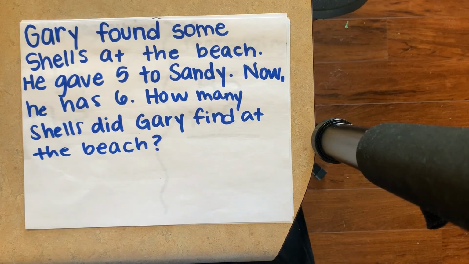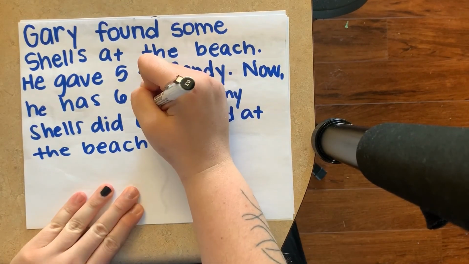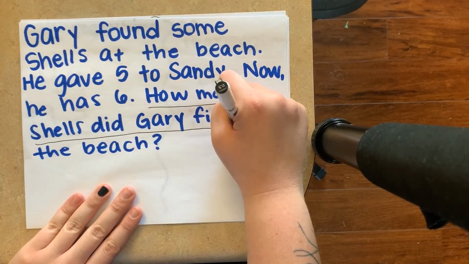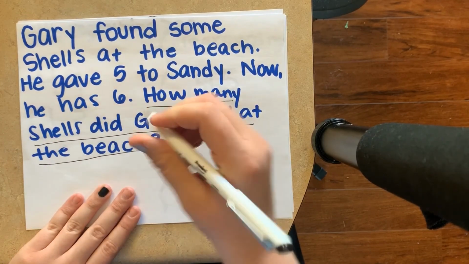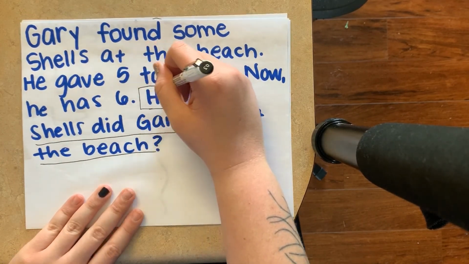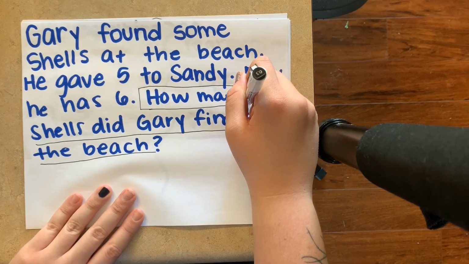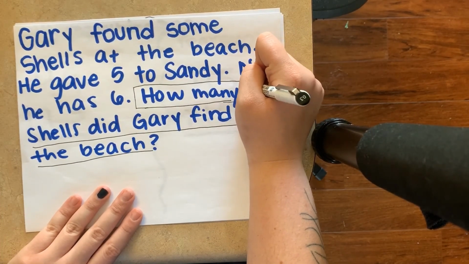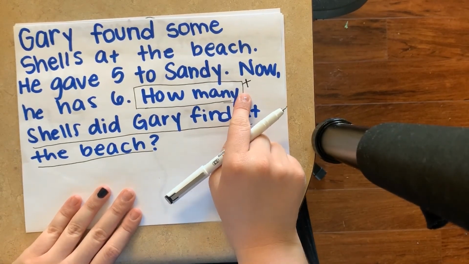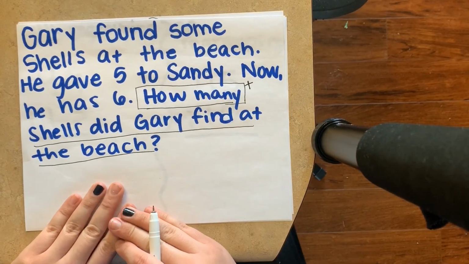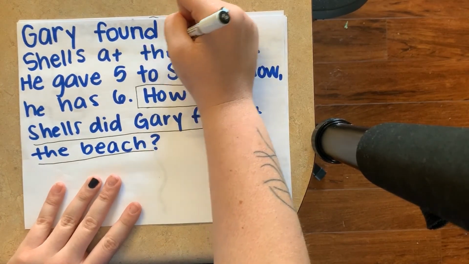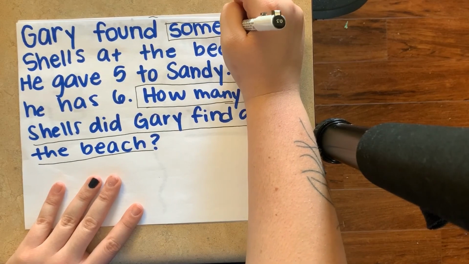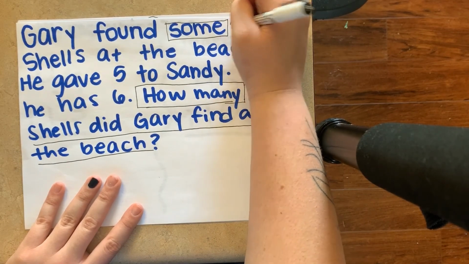Alrighty, let's go over it. So first we underline our question. How many shells did Gary find at the beach? How many is an important word. It tells me I'm gonna add. So there's my plus sign to remember that it means I'm gonna add, but now I just have to figure out what I'm gonna add. I know I've got the word some in here, which means I don't know how many he found.